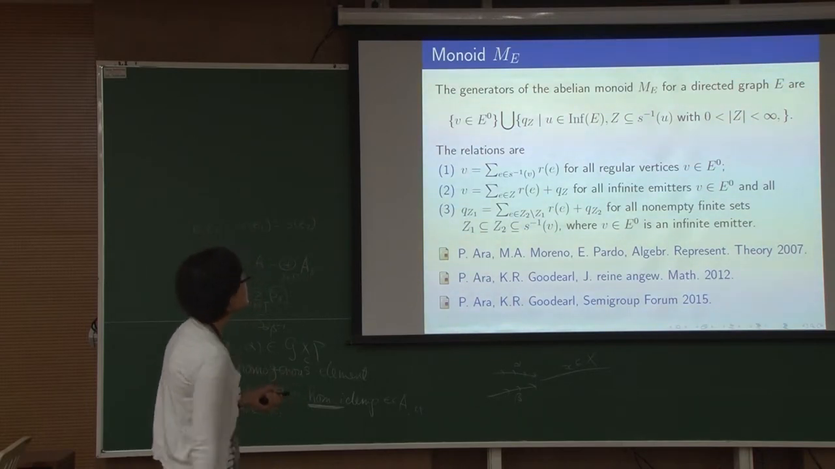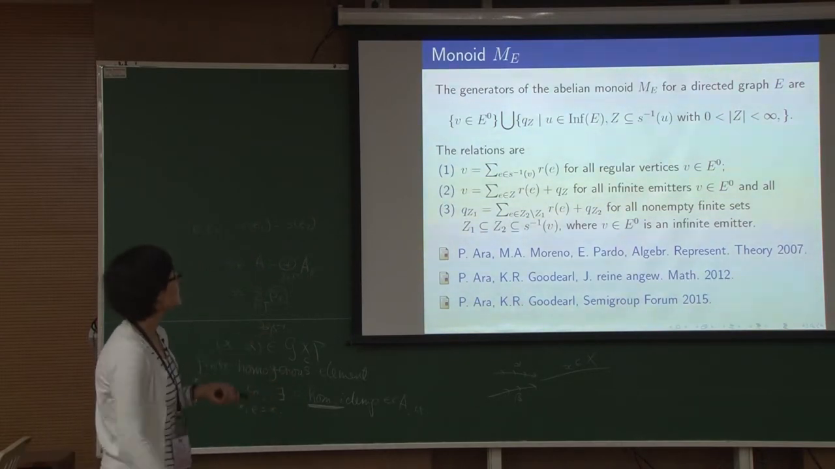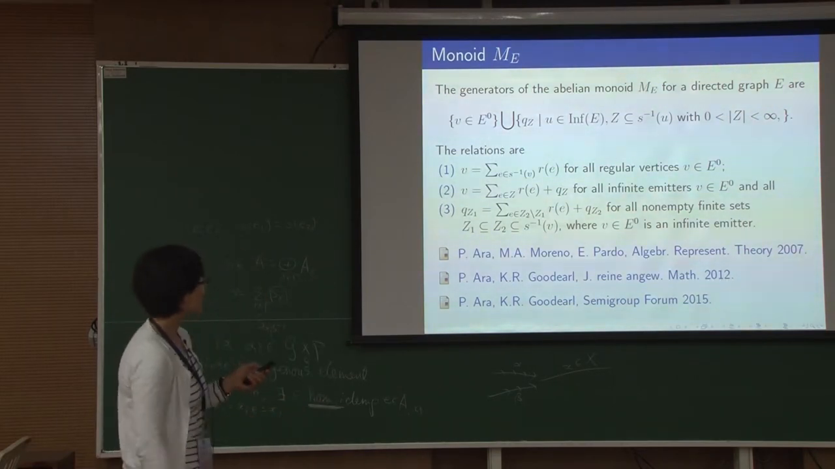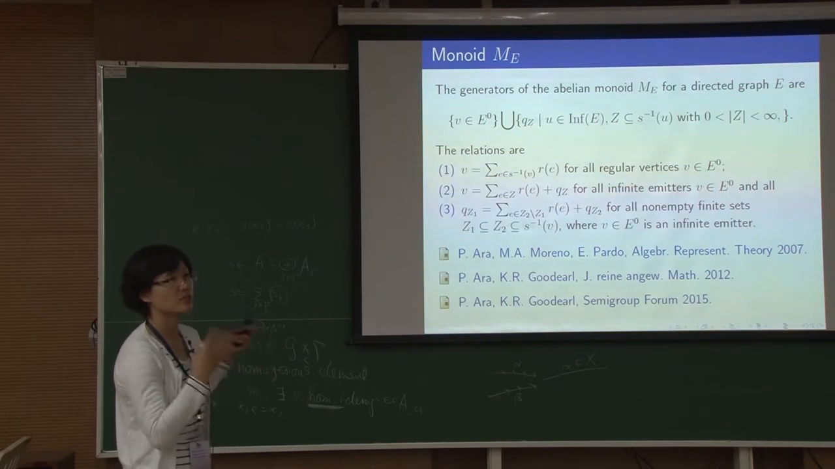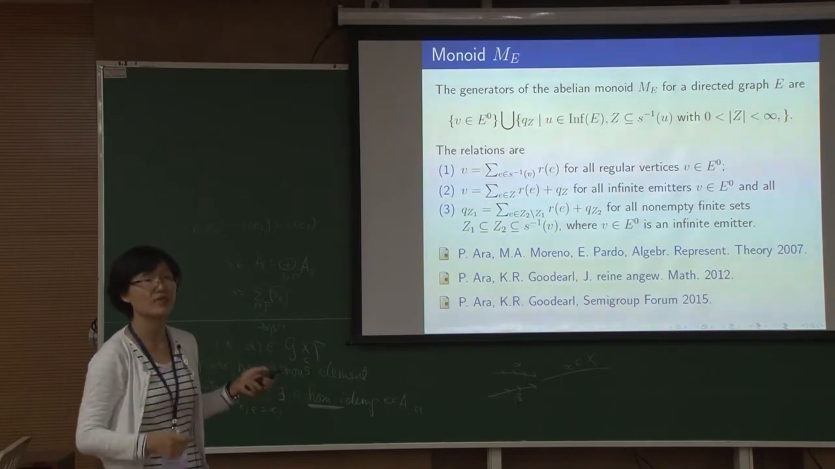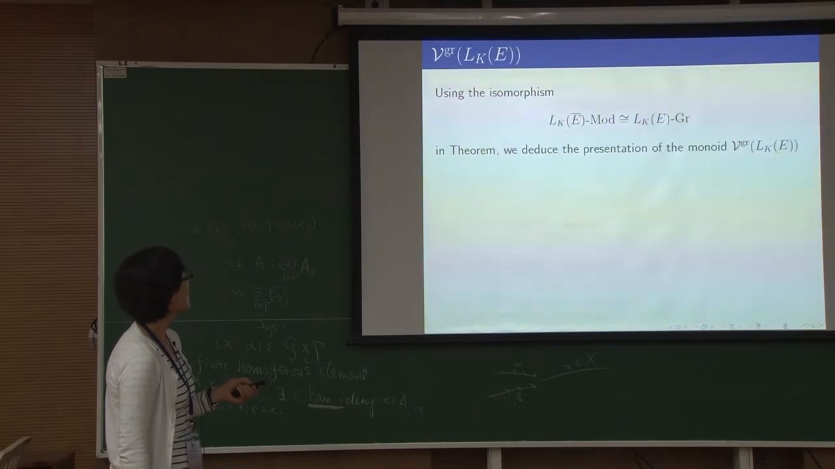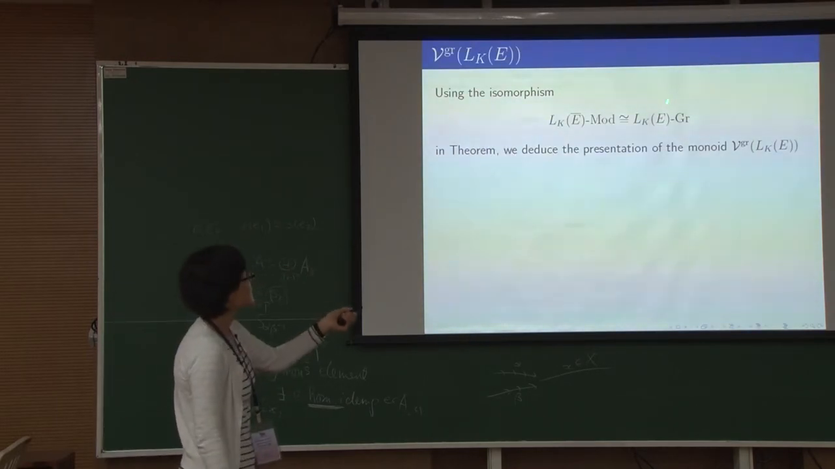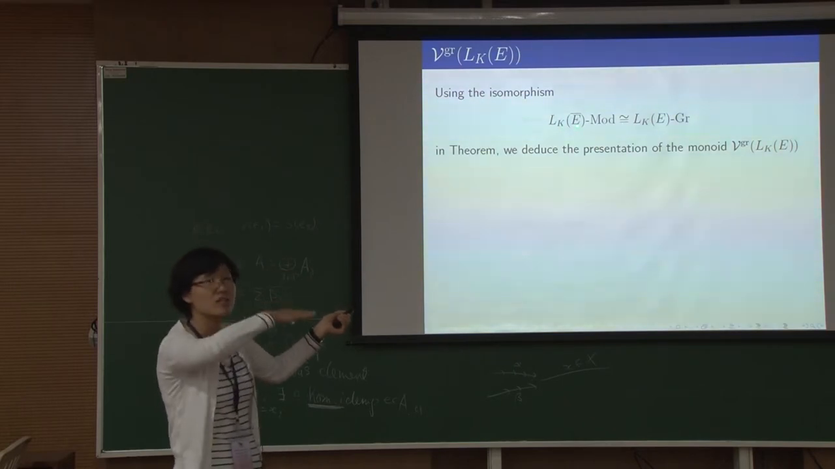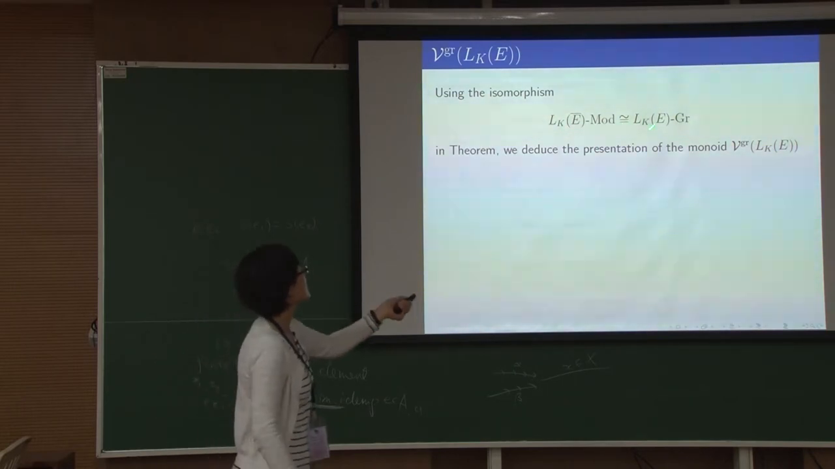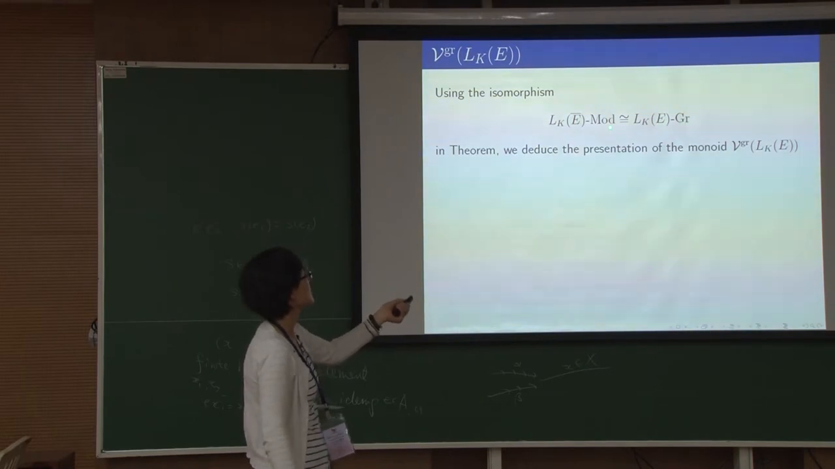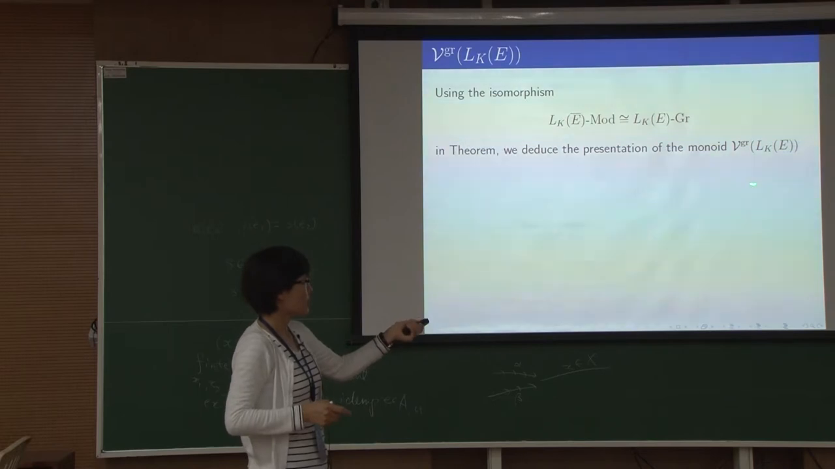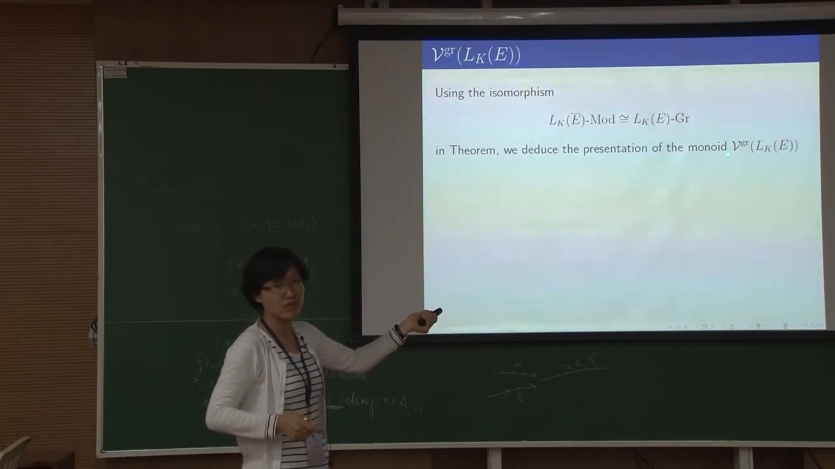Okay, we may use this monoid for an arbitrary graph M_E to get the graded monoid for the Leavitt path algebra. So now we use the isomorphism we obtained. So this is the second part of our theorem. So we have this isomorphism between these categories. Using this, we can deduce the presentation for the monoid for the Leavitt path algebra.